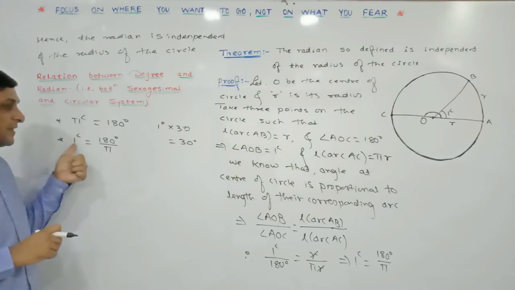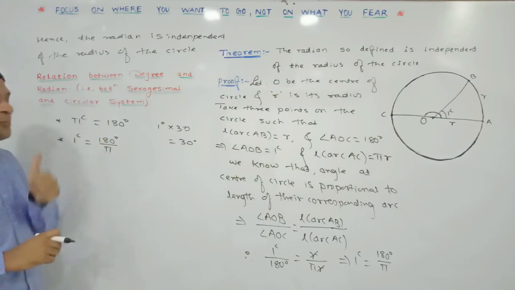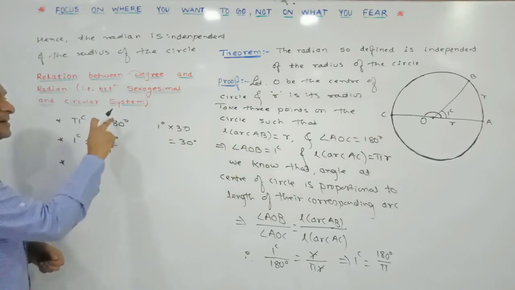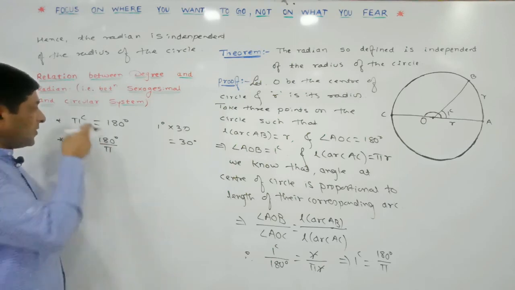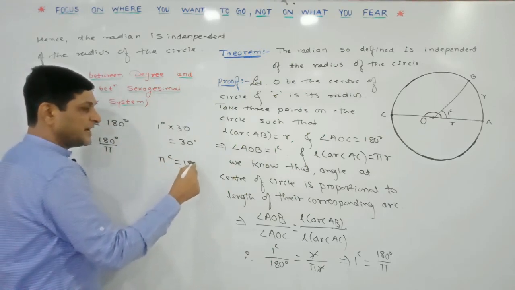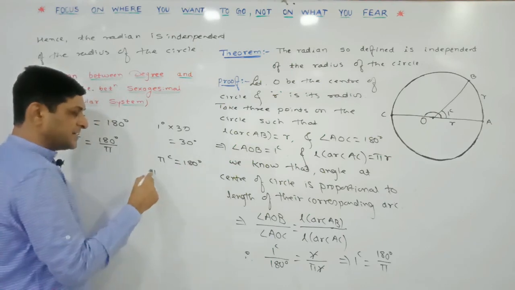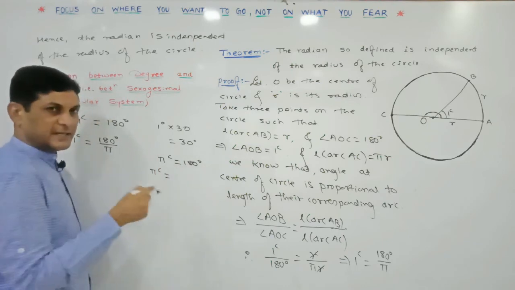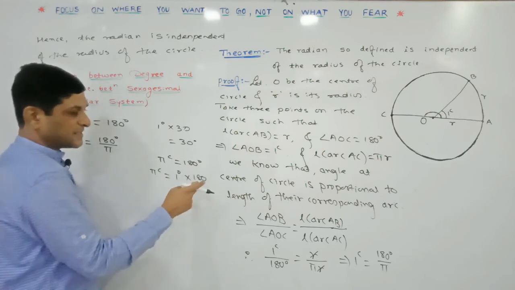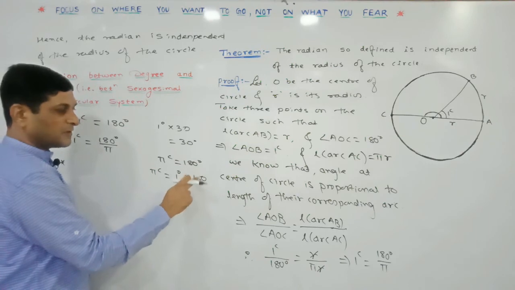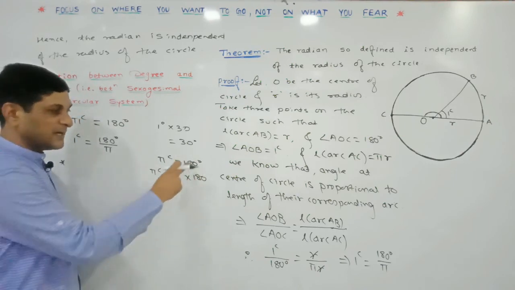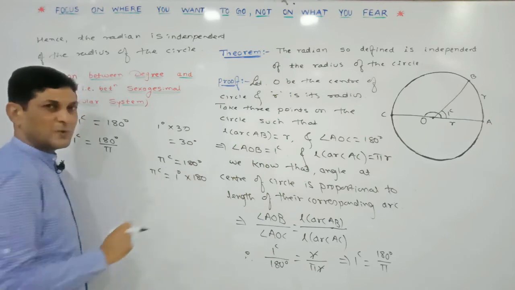And what is the value of 1 radian in degrees? 180 degrees upon pi. Now we are using this condition to convert degrees into radian. Now observe this condition: pi radian is equal to 180 degrees. So pi radian, keep it as it is. 180 degrees, can I write it as 1 degree into 180? Because earlier we were taking their product, 180 into 1 degree will be 180 degrees. Meaning 180 degrees can be written as 1 degree into 180.